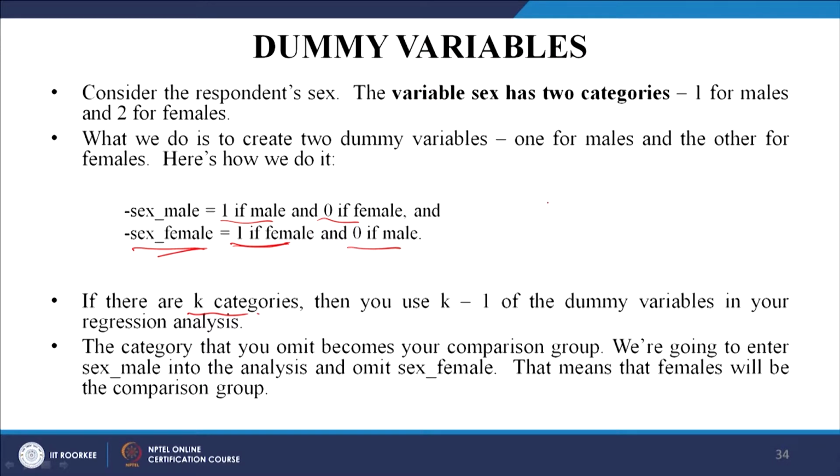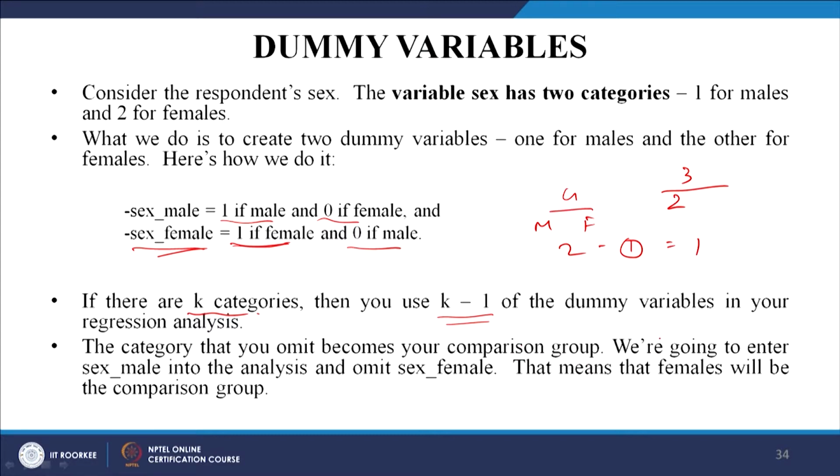Remember, when you have k categories, suppose in the case of gender, how many? Male and female, 2 categories. So, you will use k minus 1 dummy variable. So, how many here? Only 1, 2 minus 1 is equal to 1, right. Suppose there would have been 3 categories, then how many groups will you have? Now, 3 minus 1 is equal to 2, right. The category that you omit, the third, becomes your comparison group. So, this is what you compare it with.